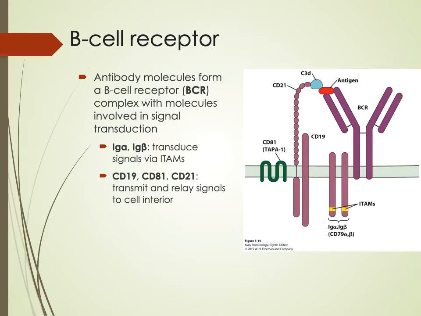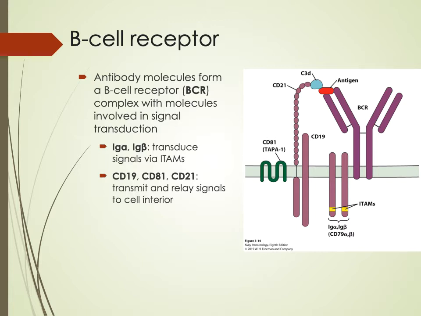Right next to it, you'll notice that we have our Ig alpha and Ig beta. This is an example of a CD, a cluster of differentiation, CD79. Sometimes we have multiple terms for the same thing. One of the things you'll notice is that it has an ITAM. ITAMs are the immunoreceptor tyrosine-based activation motifs. Obviously ITAM is much shorter. These are really critical in order for the transduction of the signal to occur.